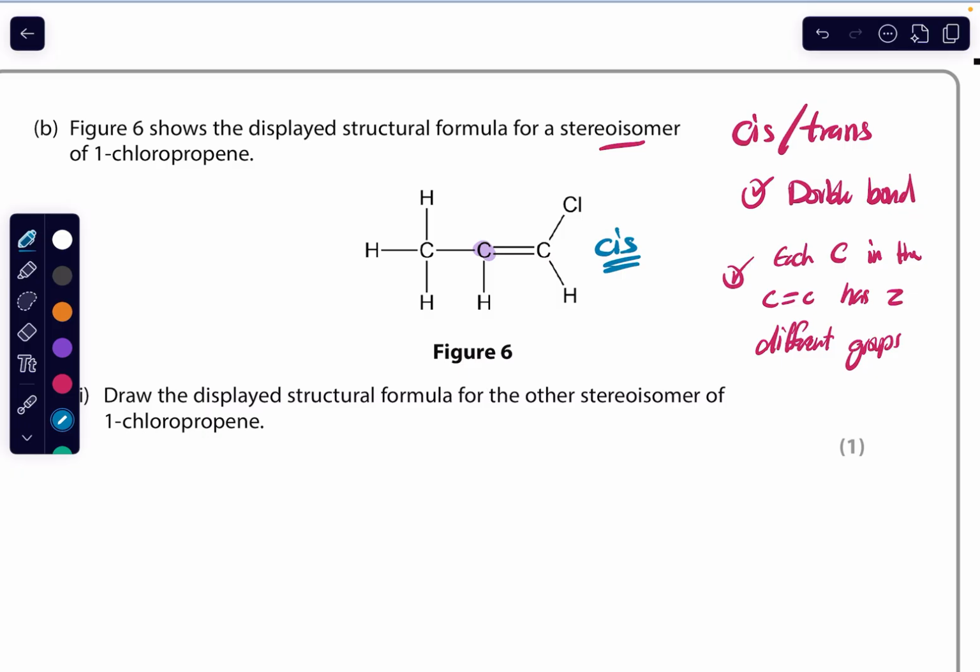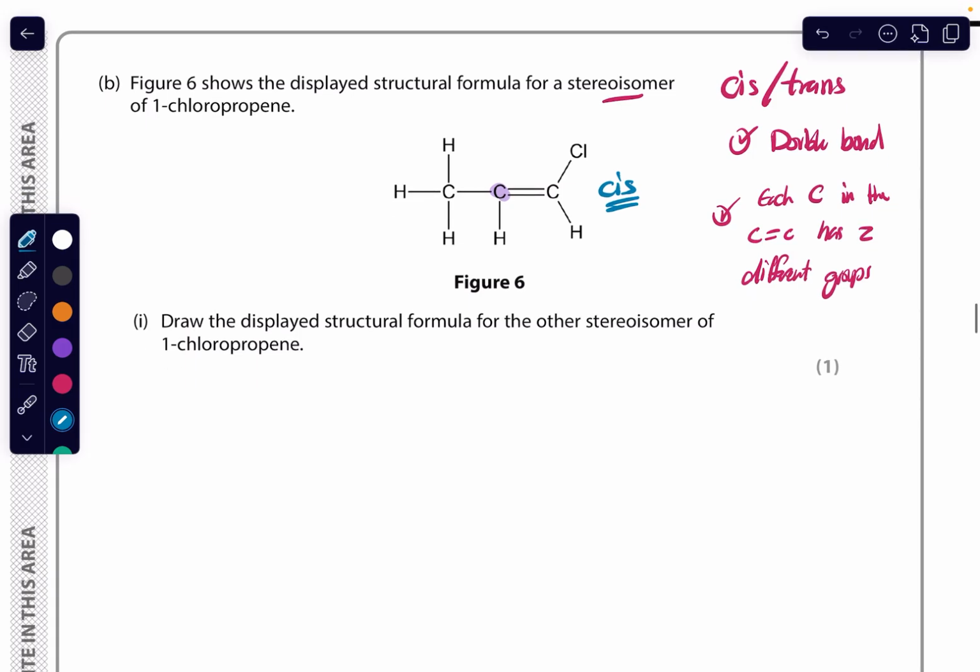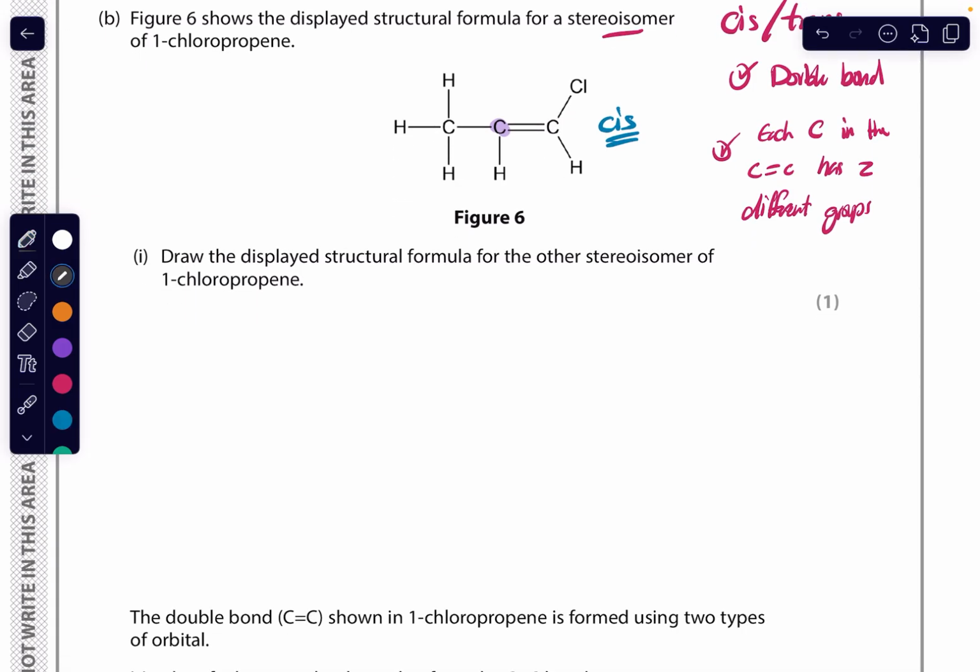There are a couple of ways you could do this fairly easily. I would essentially mirror the one that they've got. So they want you to draw the stereoisomer of 1-chloropropene. Go 1, 2, and 3. Keep the double bond in the same place. H's go here. I'll keep that the same. This one can go in the same plane. Now, I can't draw my hydrogen down here because that's the same as the one above, so I'm going to draw it at this angle. And then I draw my Cl.